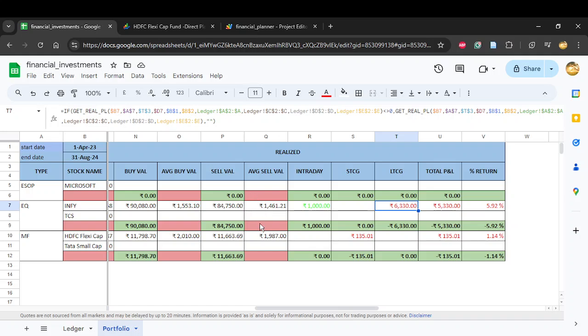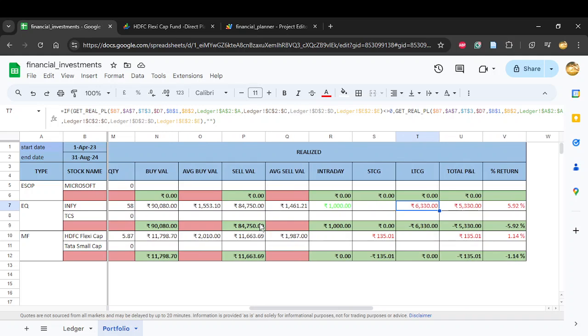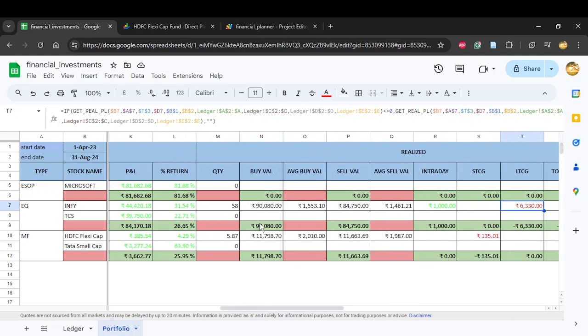So that's all from this video. In the next video, I will try to show you the actual implementation of the scripts that you need to write in order to get this portfolio result for each of these trades.